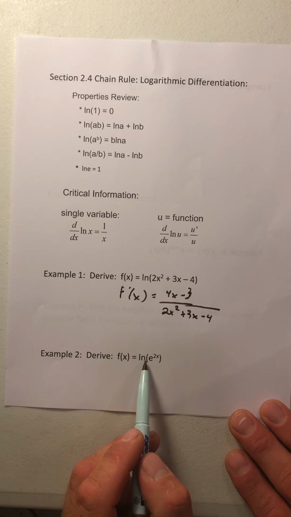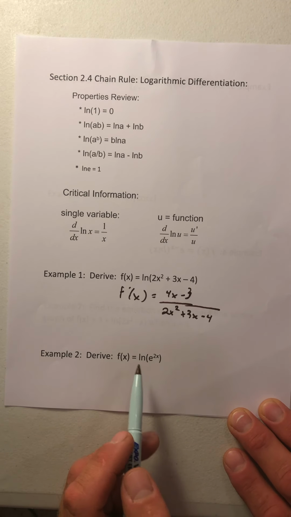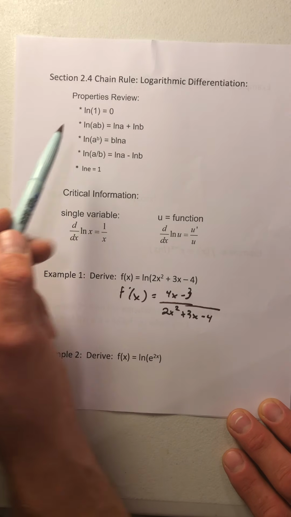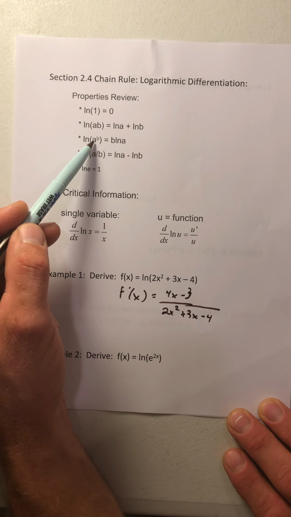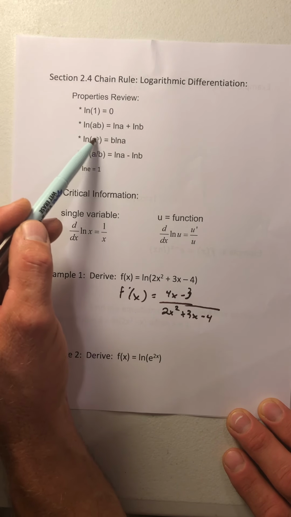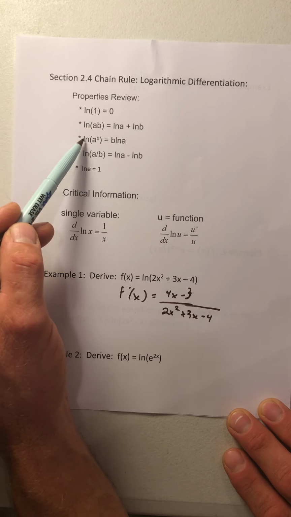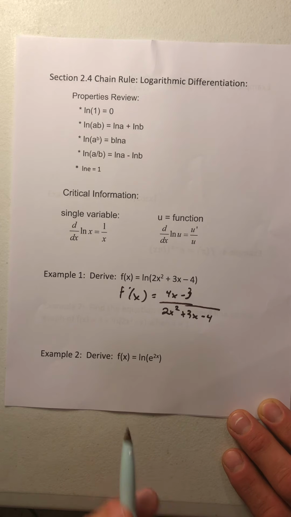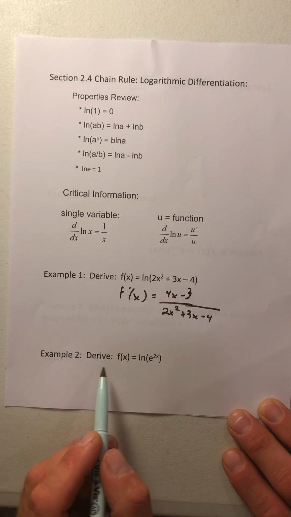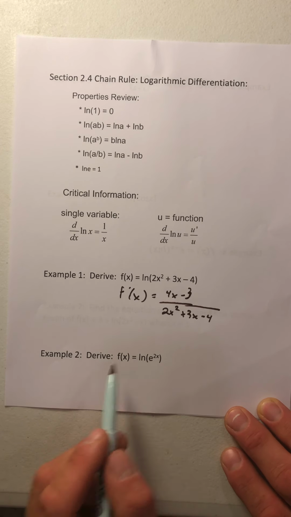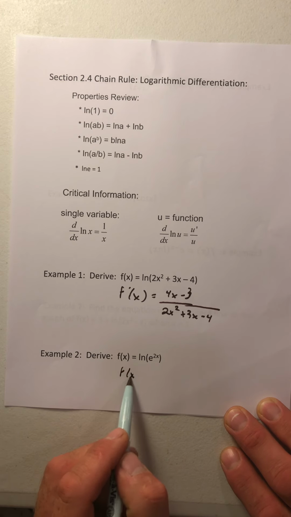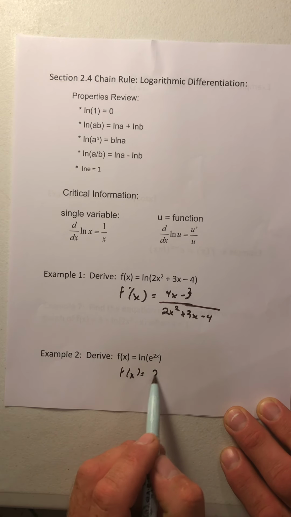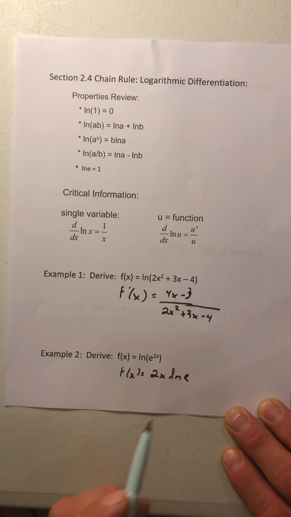Here, take the natural log of e to the 2x. So, I don't know if I talked about that one. The natural log of a quantity to an exponent. We can bring that exponent to the front of the natural log, and then times the natural log of the number there, the value, quantity. So f of x equals natural log of e to the 2x. I would myself go and expand this out. So we have 2x natural log of e.